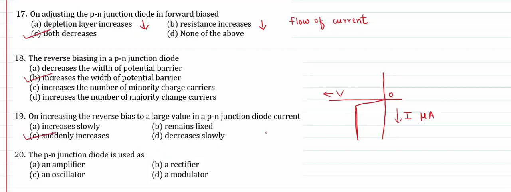Suddenly increases. PN junction diode is used as a, so PN junction, it is used as a rectifier. It is used as a rectifier. Clear? Hope it is helpful to you.